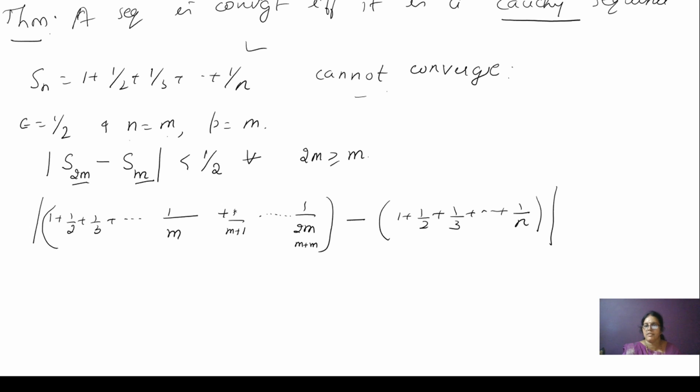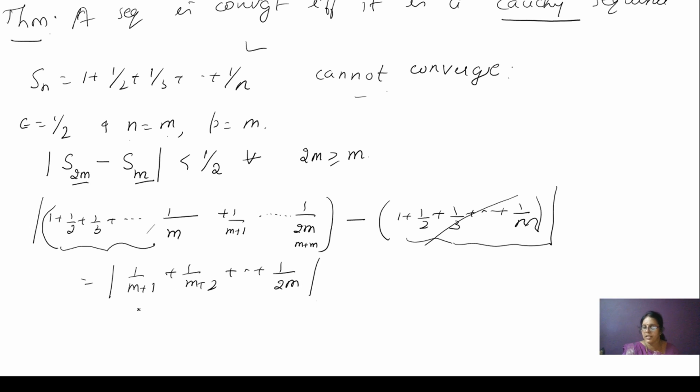So this is less than half for every 2m greater than or equal to m, the difference, but we will see what is the difference. So up to 1 by m it cancels, this is Sm. So these terms cancel and we are left with modulus of 1 by m plus 1 plus 1 by m plus 2 plus etc. plus 1 by 2m.